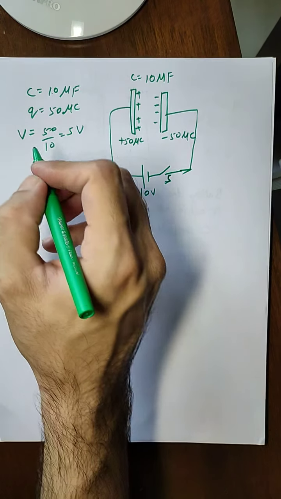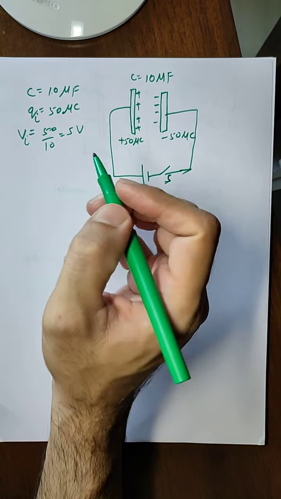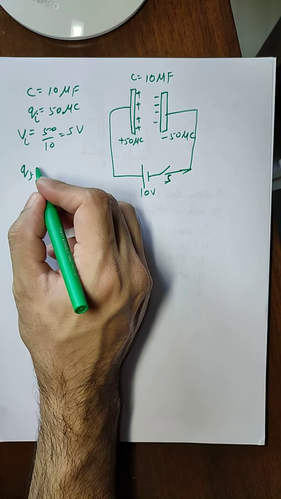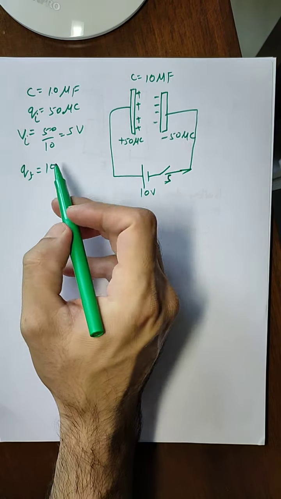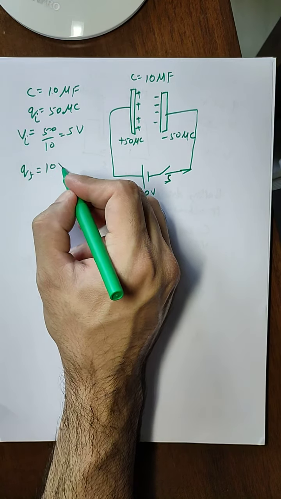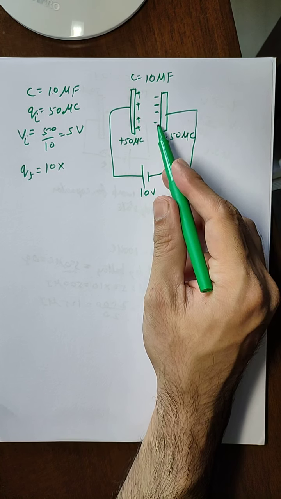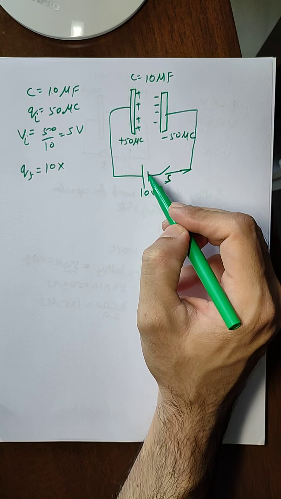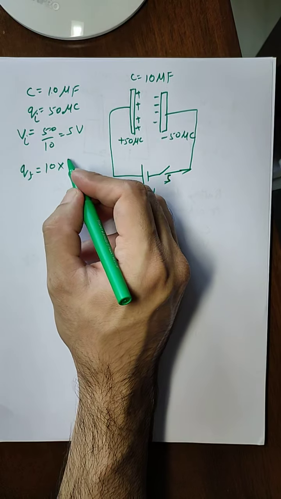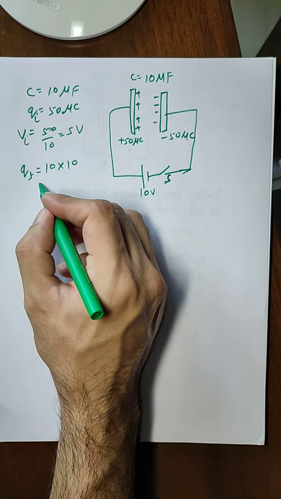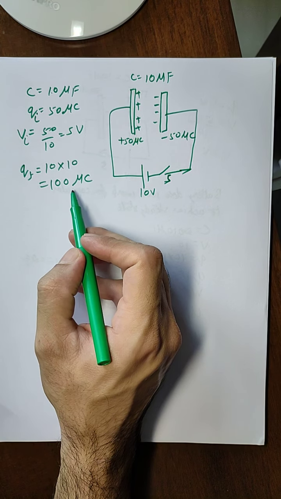So if we say this is the initial charge and this is the initial potential, then the final charge Q_F, by using the same formula Q equals CV, with capacitance not changing, will be 10 multiplied by the potential after connecting to the battery, which will be 10, because in steady state both the capacitor and the battery will be at the same potential difference. So the value of voltage will be 10. That means the final charge between the plates will be 100 microcoulomb.